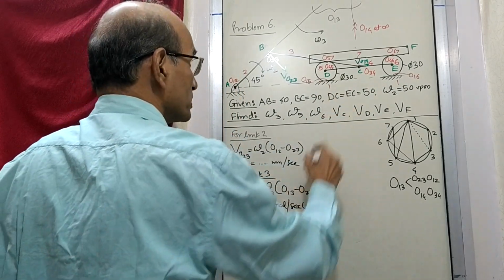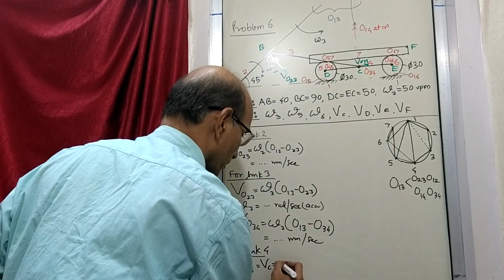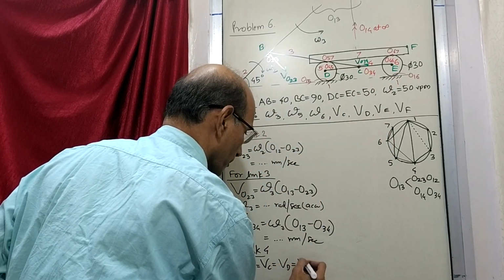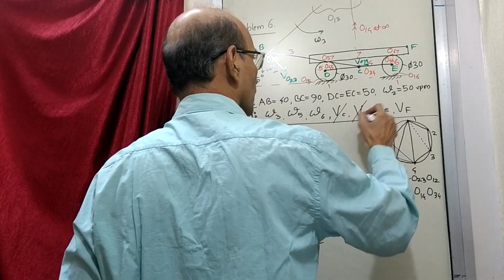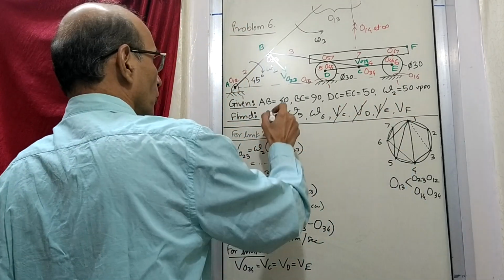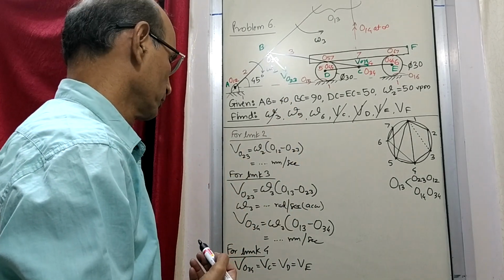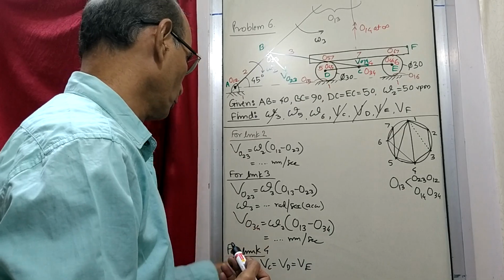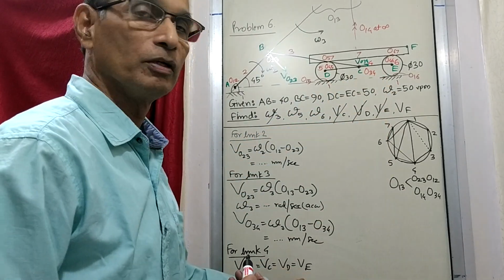So velocity of point C you obtain, which is same as 3,4, which is same as D, which is same as E. So C, D, E, we have obtained all of them, we have obtained 3 also. So velocity of 3,4 we obtained, and all these points are on link 4, so their velocity we obtained.